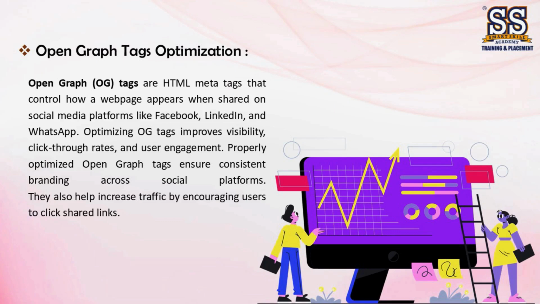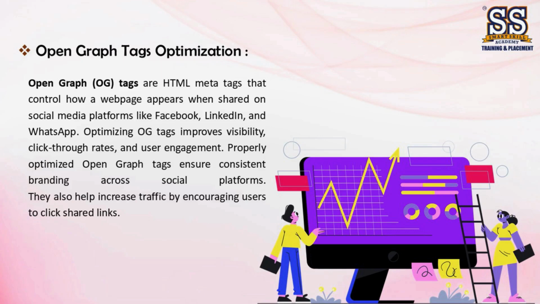Open Graph tags are essentially snippets of HTML code that sit in the head section of your website. They act as a set of instructions for social media platforms like Facebook, LinkedIn, and Twitter. They tell these platforms exactly what content to display when your URL is shared.